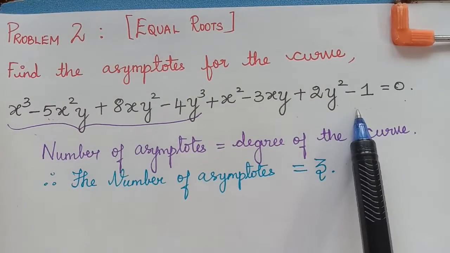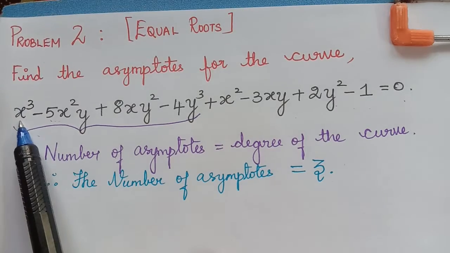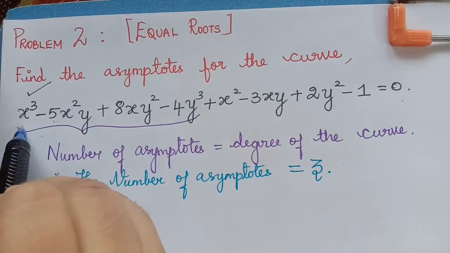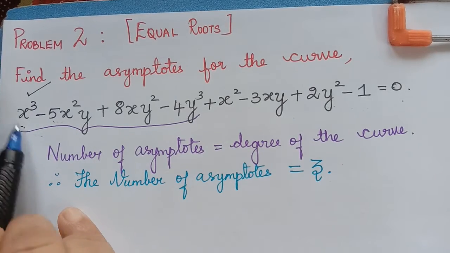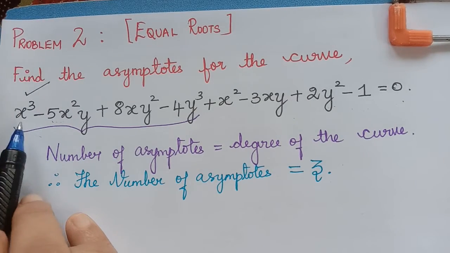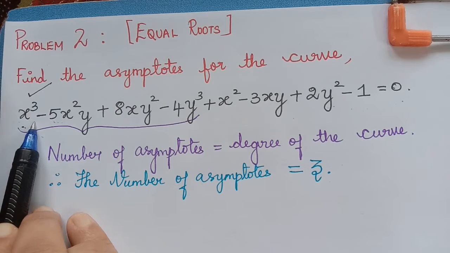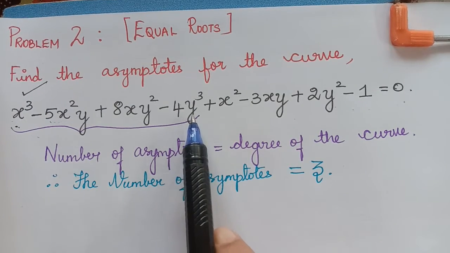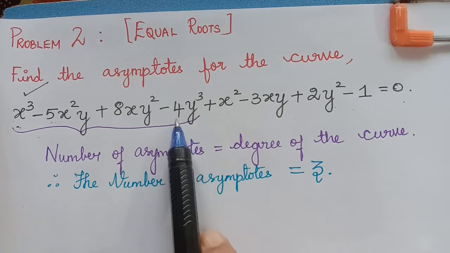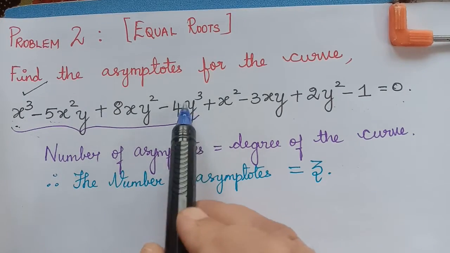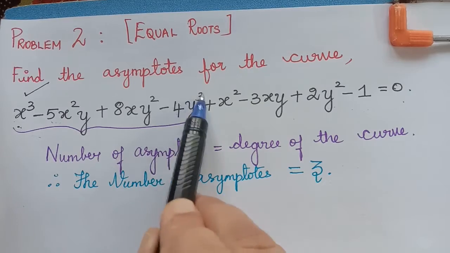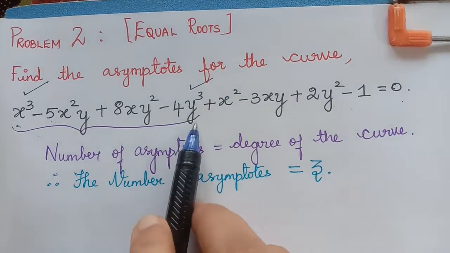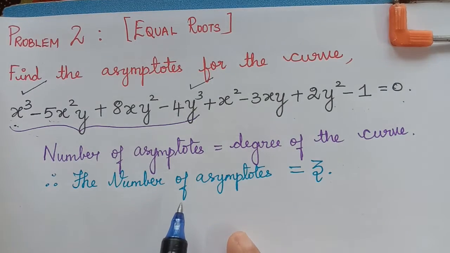So if we check here, we have the x cube term whose coefficient is 1. So therefore the x cube term exists, which implies that there is no parallel asymptote for x-axis. And for the y-axis, we have to check whether we have the existence of the coefficient for the y cube term. So if we check here, we have a coefficient for the y cube term, which implies that there is no parallel asymptote to the y-axis.